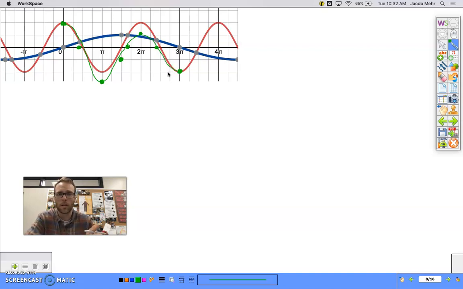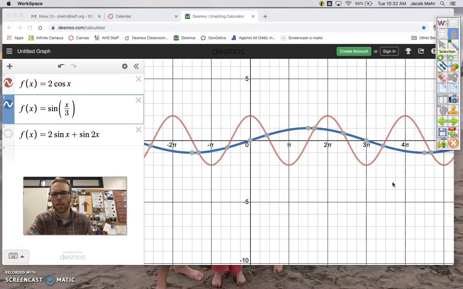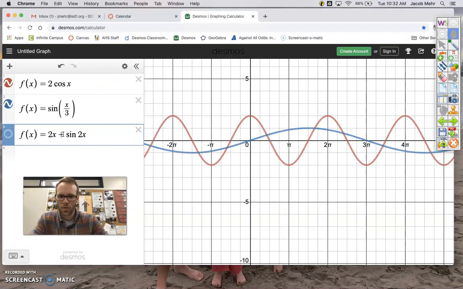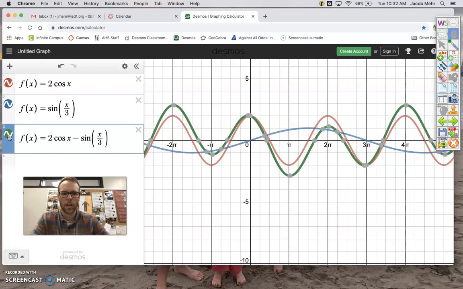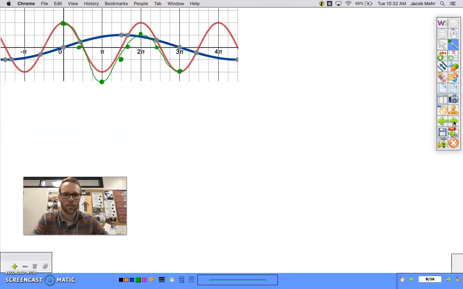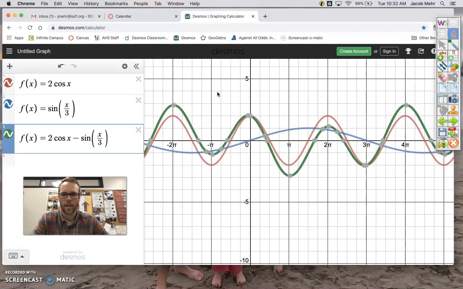Now we said we expected this period to be 6 pi, so we could continue to do that all the way out to 6 pi. So let's jump to Desmos here. 2 cosine of x minus the sine of x over 3. Put them together, and that's what we have. Is that kind of matching up with what we had? It started at the top, went down underneath both graphs, came up short of the red one. Yeah, that looks pretty good.